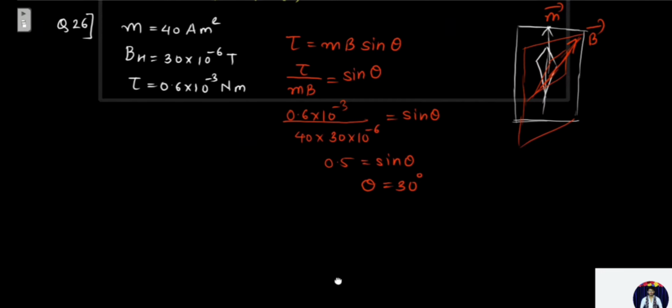Question number 27. A magnetic needle of length 8 cm, that is the length of the dipole, is given to us as 8 cm, that is equal to 0.08 meter. Suspended at its midpoint through a thread, stays at an angle of 37 degrees with the horizontal.